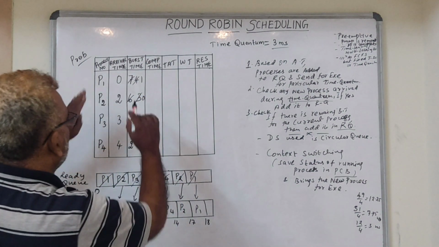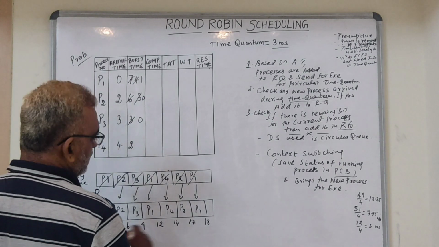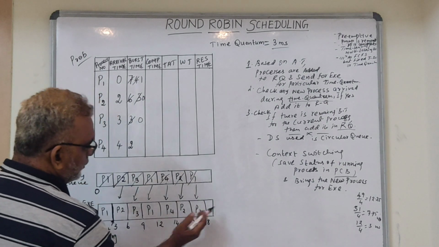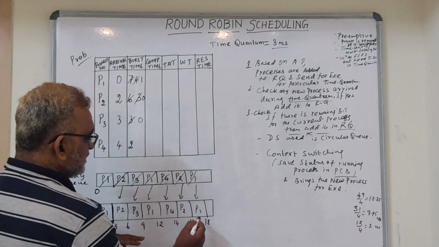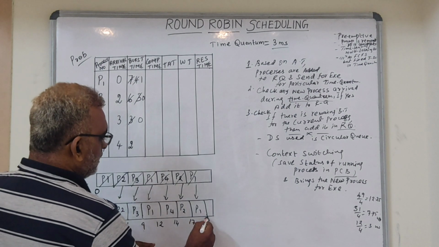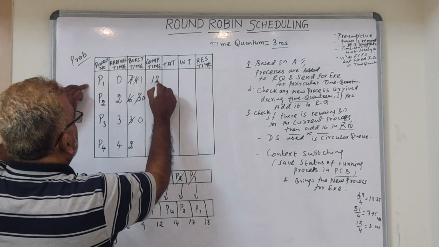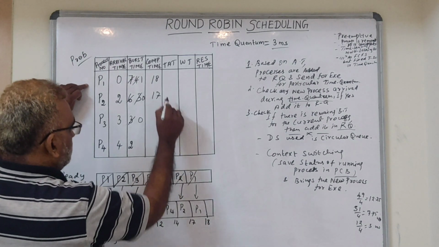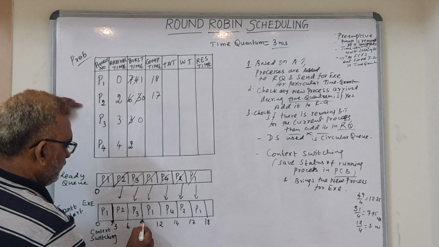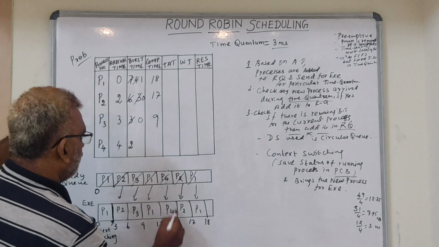Now we have to do our calculation. What is the completion time of each process? Right from here you can go through the Gantt chart. For P1 the finishing time is 18. Similarly for P2 it is 17, for P3 it is 9, and for P4 it is 14.